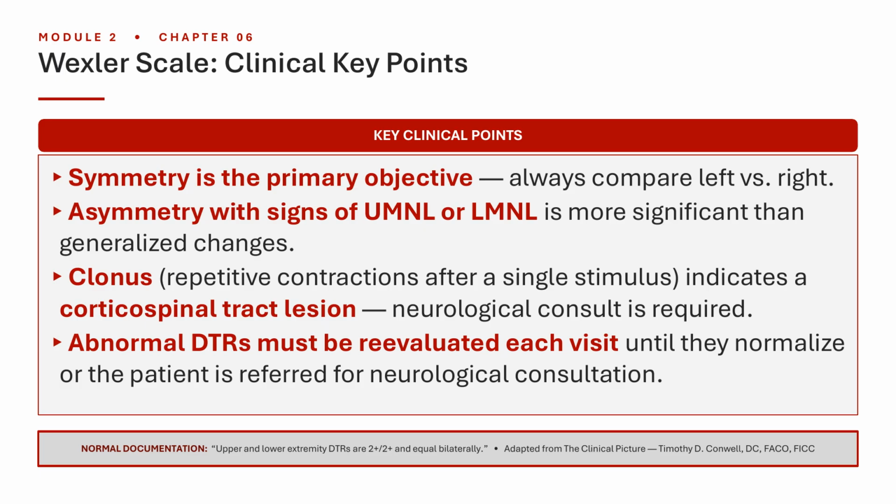Second, use the Jendrassik maneuver before recording 0 or 1+. Have the patient interlock their fingers and pull laterally while you test the lower extremity reflexes. This technique increases baseline motor neuron excitability through descending pathways, unmasking a reflex that may be suppressed by voluntary inhibition or anxiety. If the reflex appears after reinforcement, it's a 1+, not a 0.